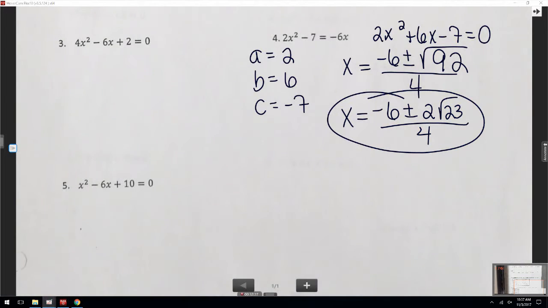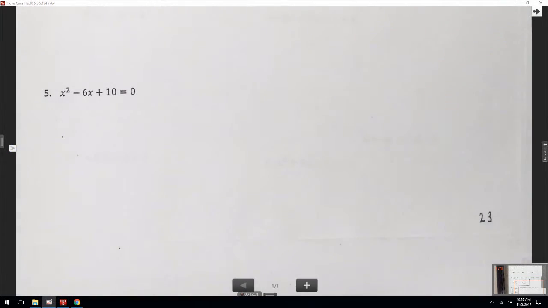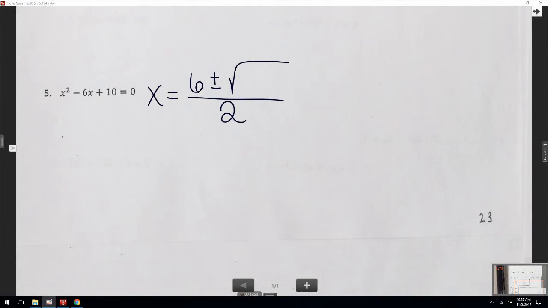Let's go to number 5, and then we'll go back to number 2, okay? Do number 5. It's already equal to 0 for you and everything. What y'all get inside the square root? Beautiful. Look at y'all go. Very nice job.